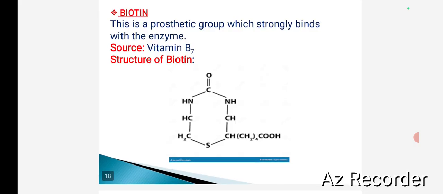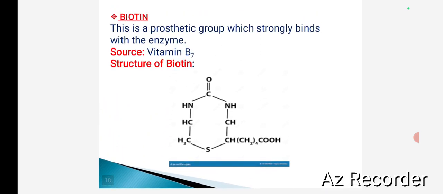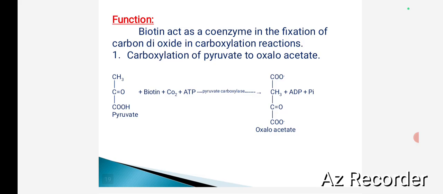Next one, coenzyme biotin. This is a prosthetic group which strongly binds with the enzyme. Vitamin source: B7. Structure of biotin. Function: biotin acts as a coenzyme in the fixation of carbon dioxide in carboxylation reactions.